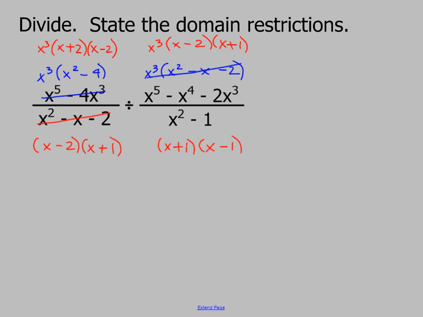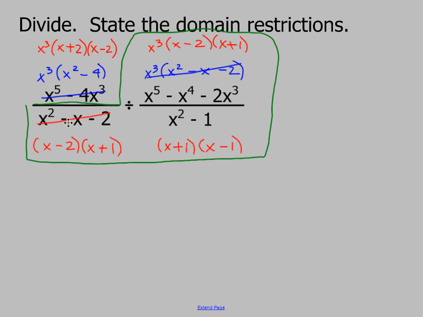Before I do that, I just want to remind you that our domain restrictions are going to come from any of these 3 locations. Now, we do not need to rewrite them if it's a repeat. So, for example, I have an x plus 1 and an x plus 1. I don't need to put negative 1 twice. We just know that x cannot be negative 1. So when I go to do my domain restrictions, I'm going to get it from these locations. Before I get to that point, I still need to actually do the simplification.